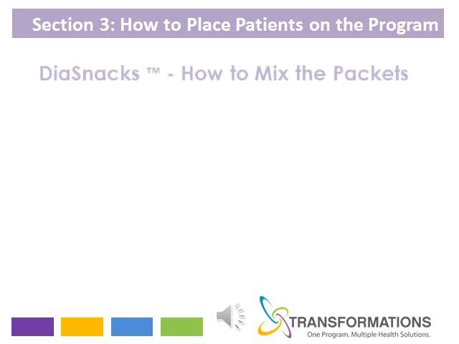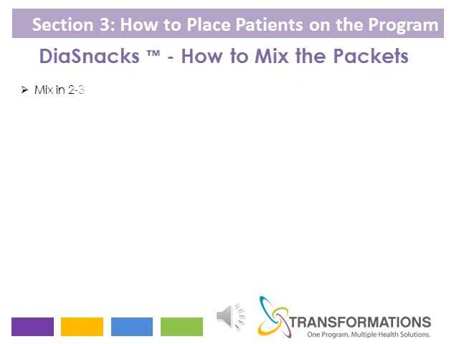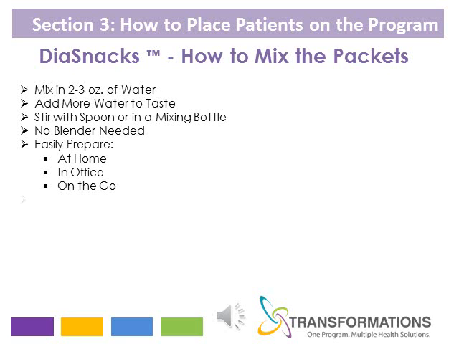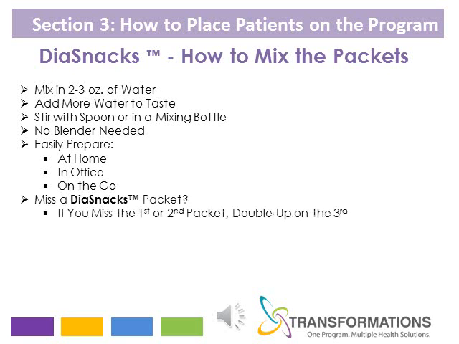How to mix the Diasnacks packets. Mix in 2 to 3 ounces of water, add more water to your taste, and stir with a spoon or mix in a mixing bottle. No blender is needed. Diasnacks packets blend easy and are meant to be easily prepared at home, in the office, or on the go. Missing a Diasnacks packet: if you miss the first or second pack, double up on the third packet. If you miss the last packet, do not double up.